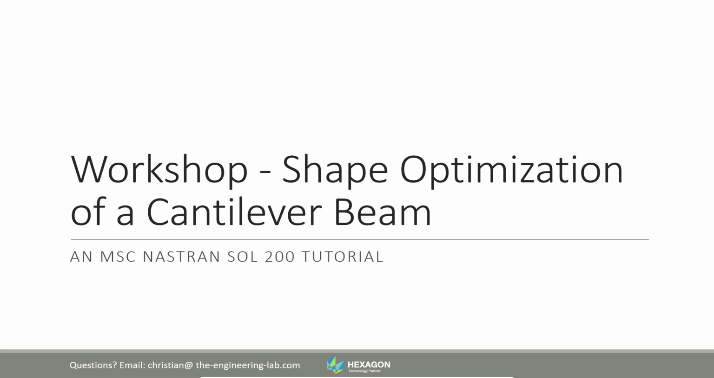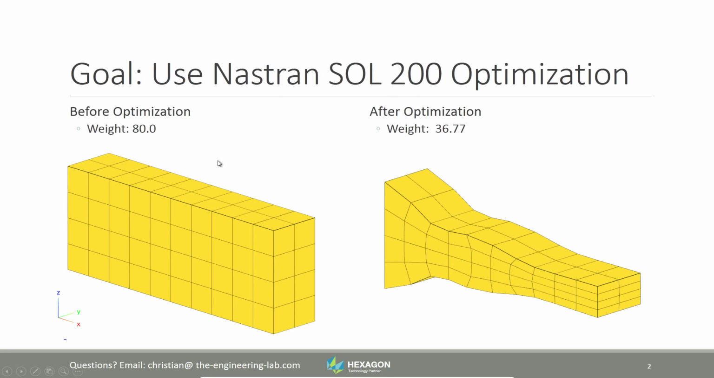Today we are going to go over a very simple shape optimization with Nastran Sol 200. This is what you can expect in this exercise. We're going to take this cantilever beam and we're going to let the top and bottom of this cantilever beam vary. And our goal is to minimize the mass from 80 to a new optimal mass of 36.77.